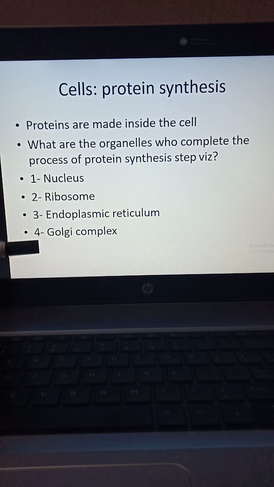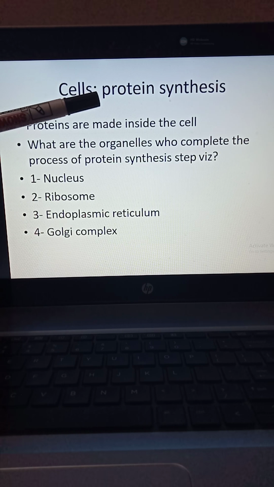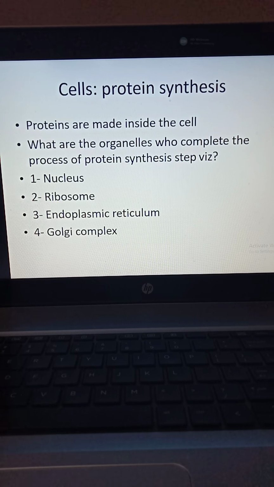These are the important organelles present inside the cell, and they are involved in starting and completing the function of protein synthesis. And of course, I will first explain each of these organelles individually, and alongside I will keep explaining what each is contributing to the synthesis of protein. So first of all, let's look at the nucleus.